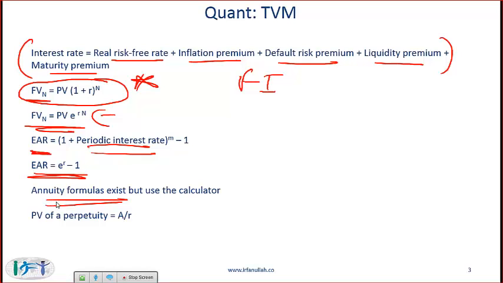There are formulas for annuities, but what you need to do is use the calculator. I don't want you to memorize the complicated annuity formulas. You should simply use a calculator. What if you have a perpetuity? So you have $10 forever. What's the present value? The present value is that cash flow, the payment, divided by the discount rate. So you need to know this.